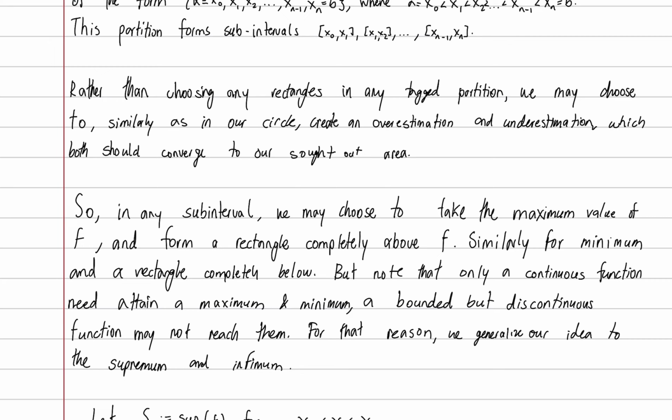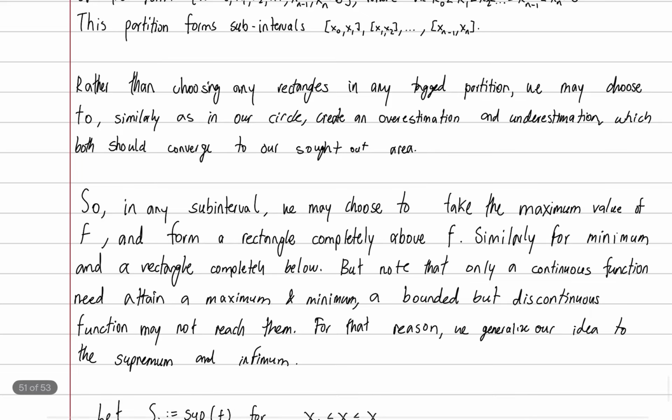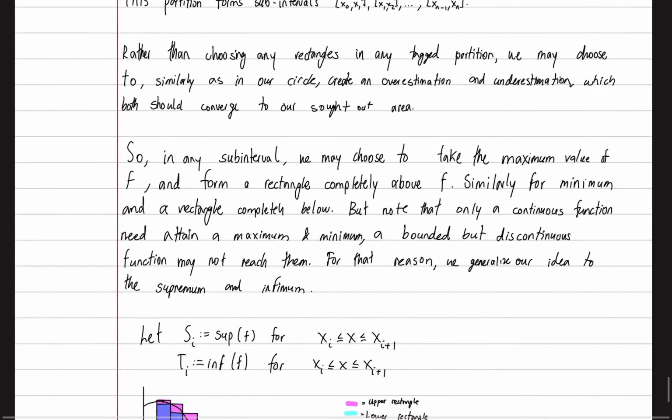But only a continuous function need attain a max and a minimum, by the extreme value theorem. It's possible that there's a bounded but discontinuous function that does not reach them, that we don't have a max or a min. So to extend our idea, we're just going to generalize it and use the supremum and infimum, but we should have the same exact idea.